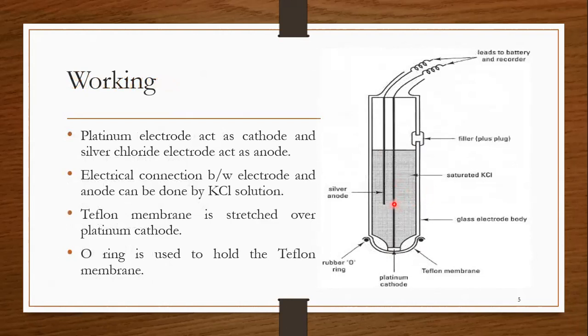This is a platinum electrode which is connected with the negative terminal of the battery, so it is called the cathode. And this is a silver anode which is connected with the positive terminal of the battery. That's why it is called the anode. This KCl solution is the electrolyte, which provides the electrical connection between cathode and anode. And this is the Teflon membrane, which is stretched over the cathode and is permeable only to oxygen. And these are the O rings which hold this Teflon membrane.